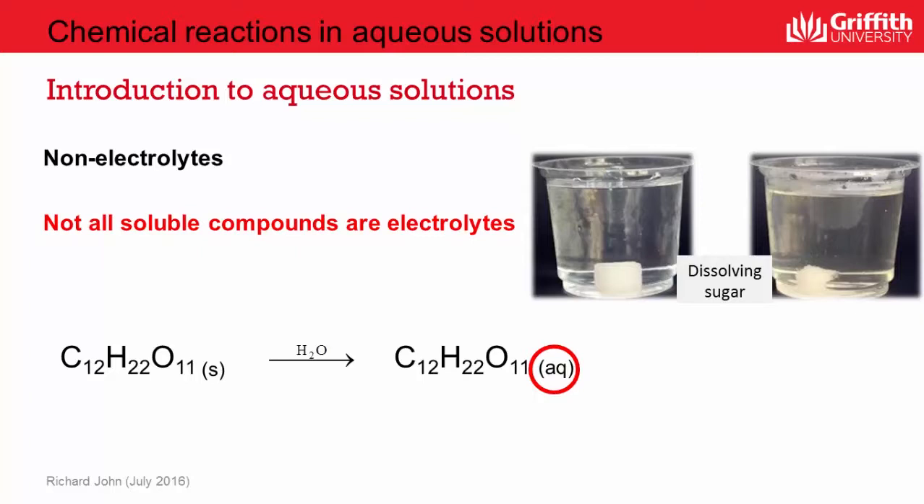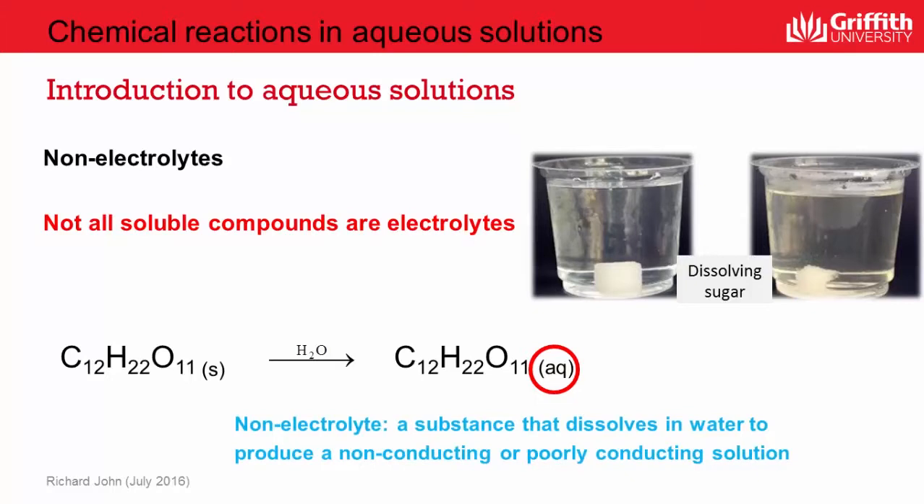It does not break apart to form ions. There are no ions in the sucrose molecule. It's a substance that dissolves in water to produce a non-conducting or poorly conducting solution, and we term those substances non-electrolytes.